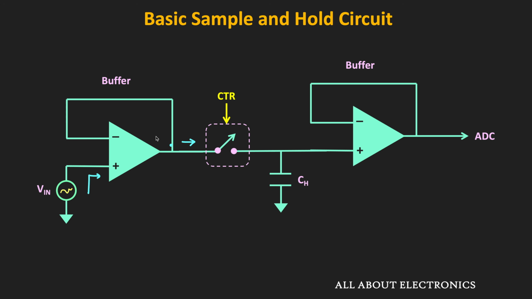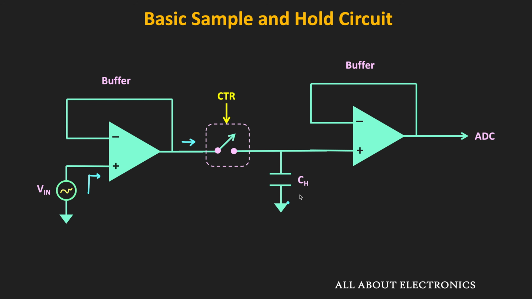So these buffers provide the high input impedance as well as the low output impedance. On the input side, first, because of this buffer, there is no dependency on the source impedance. And the second thing is, since the output impedance of this buffer is very low, this RC time constant during the sampling mode will be very low. Similarly, on the output side, because of this buffer, there is no dependency on the load resistance. And since the input impedance of the op-amp is very high, it will hold the charge across the hold capacitor for a longer time.